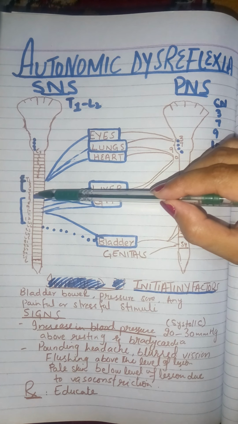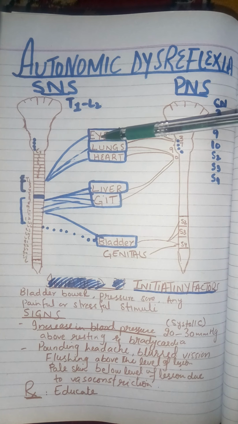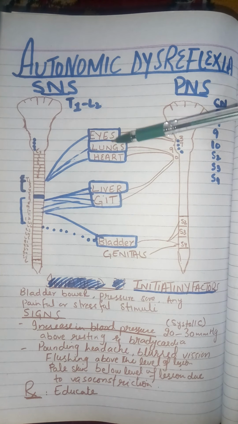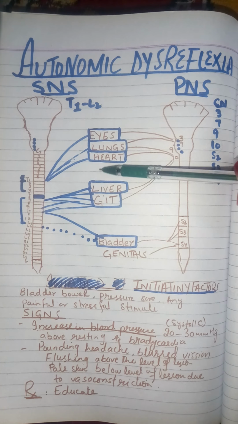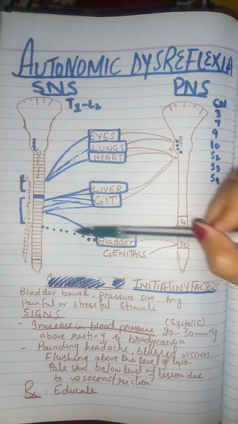From T1 to T5, the sympathetic nervous system has an impact on the organs above the abdominal cavity, like lungs, heart, eyes, okay, and all others, pharynx, larynx, and all that. It has impact on all the organs situated above the abdominal cavity. Here starts the abdominal cavity.